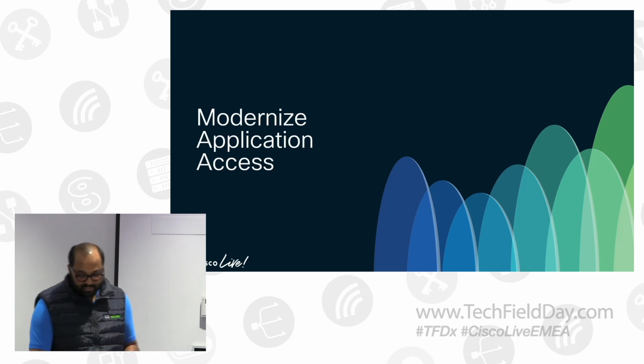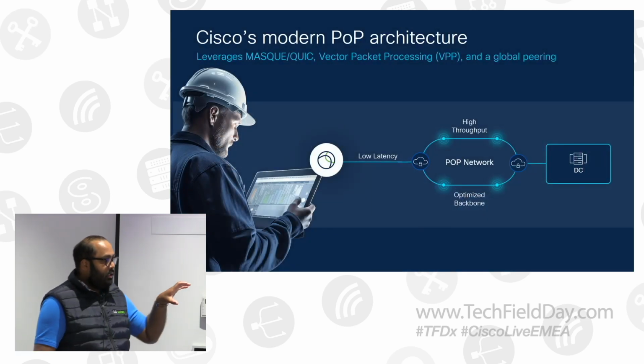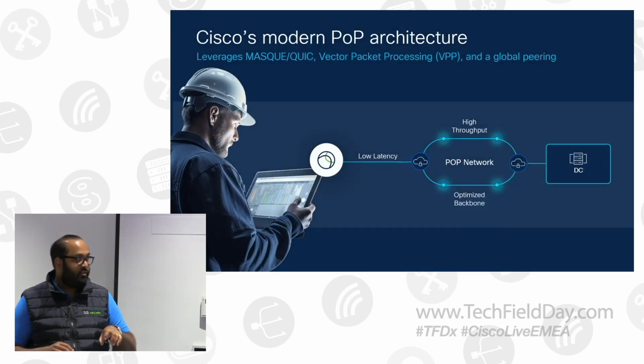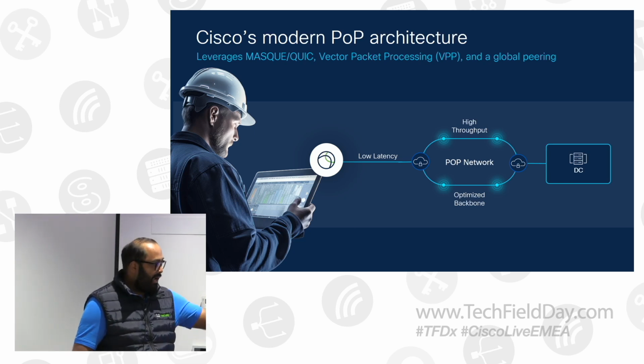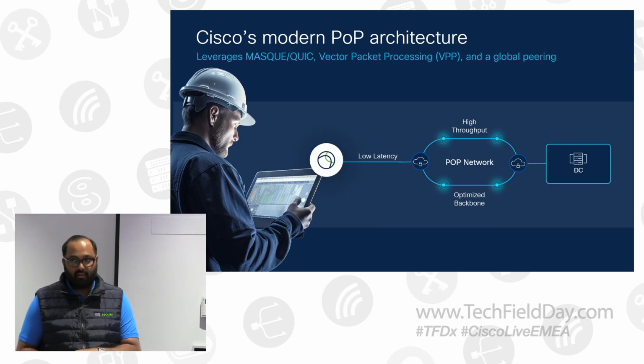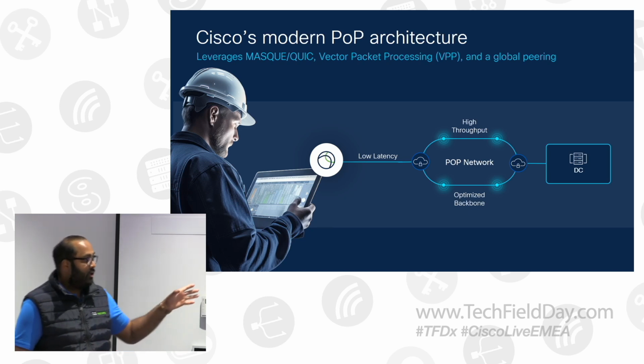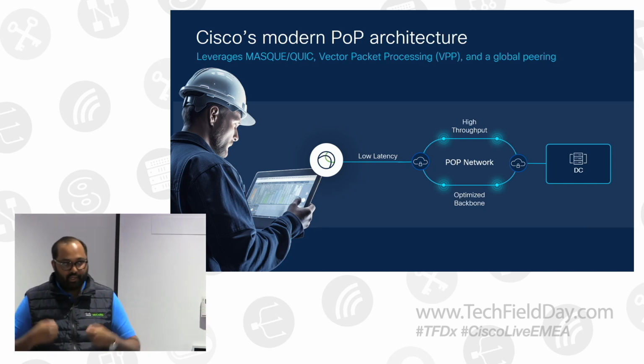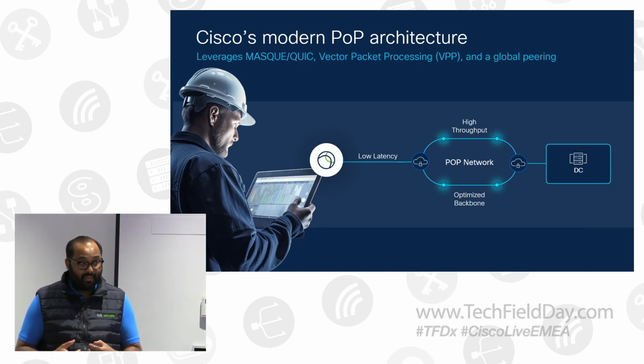The first one is modernizing application access. Cisco Secure Access and a lot of our different services are built on this modern POP architecture. And the underlying technology for the transit from our client, the Cisco Secure Client, into our data centers for processing is MASQUE and QUIC protocols. QUIC was developed by Google some time ago. MASQUE is a newer protocol that was introduced mainly for efficiency. And we're using vector packet processing, which basically batches packets together for more efficient traffic flow, instead of relying on standard TCP for that.